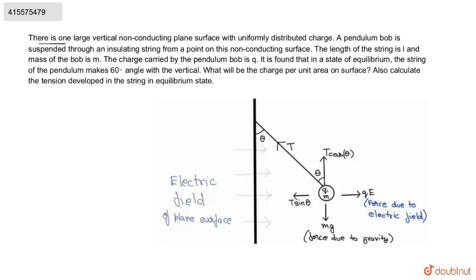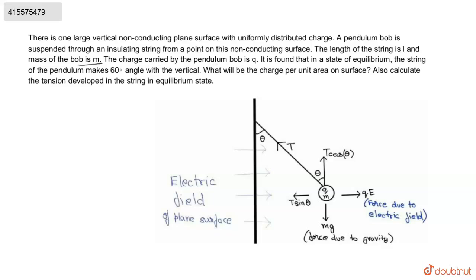Hello everyone, in this question, there is one large vertical non-conducting plane surface with uniformly distributed charge. A pendulum bob is suspended through an insulating string from a point on this non-conducting surface. The length of the string is L and the mass of the bob is M.